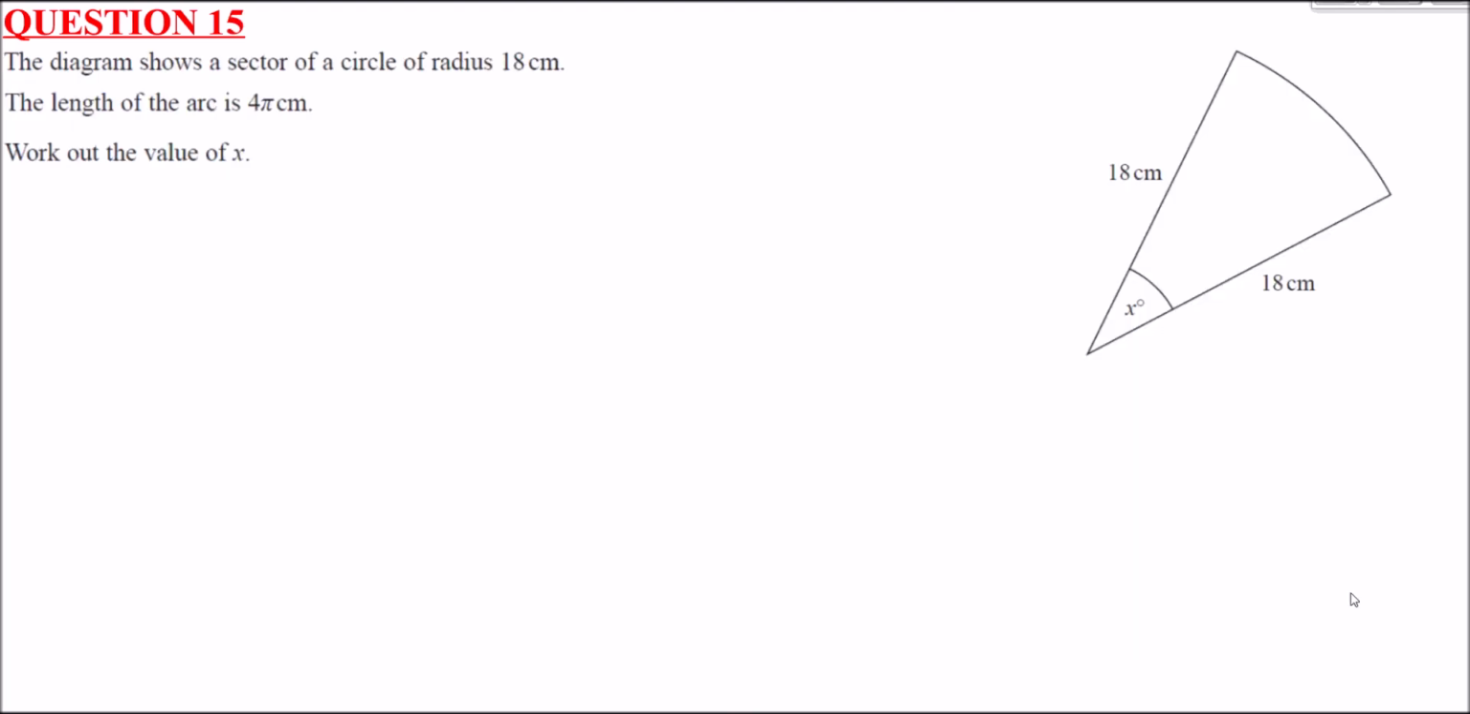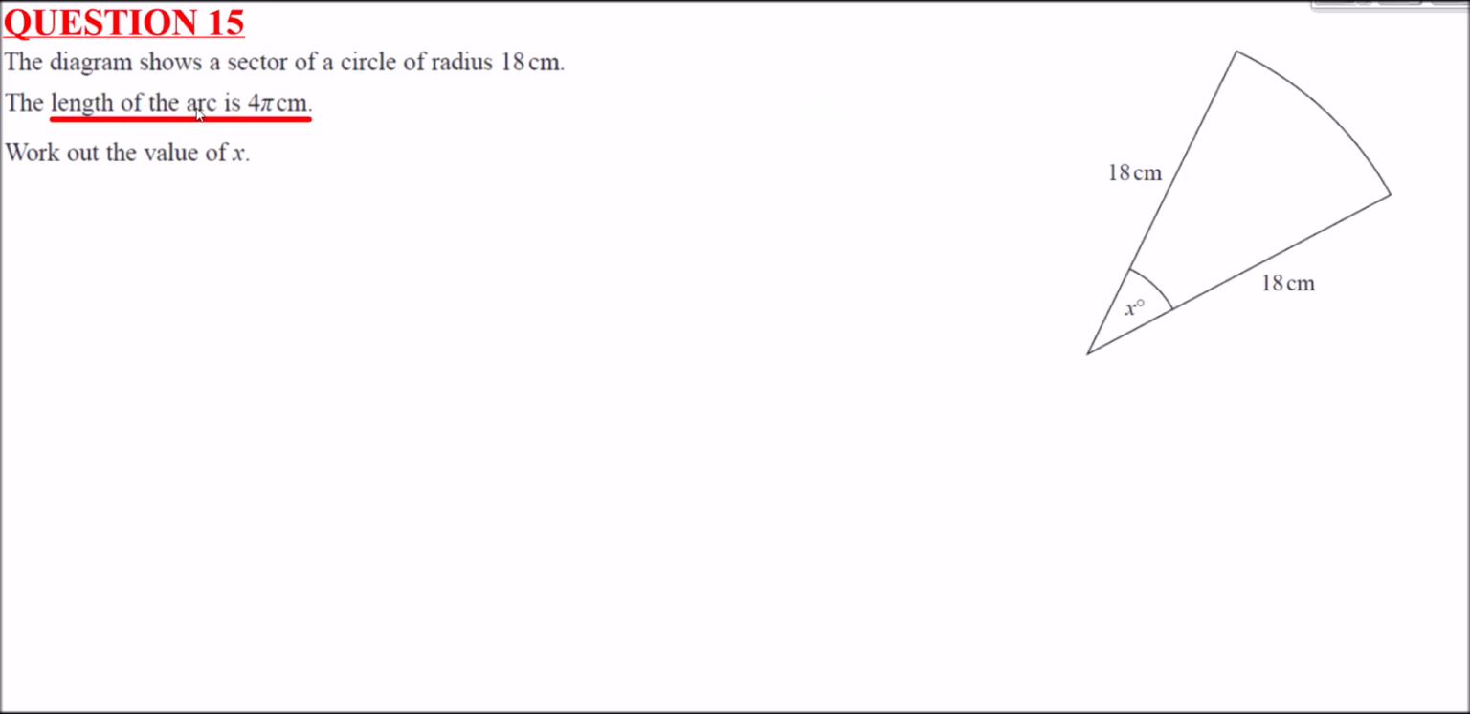Question 15, we have a diagram showing a sector of a circle of radius 18 centimeters. The length of the arc is 4 pi centimeters. Work out the value of x. Well, here it says about the length of the arc.